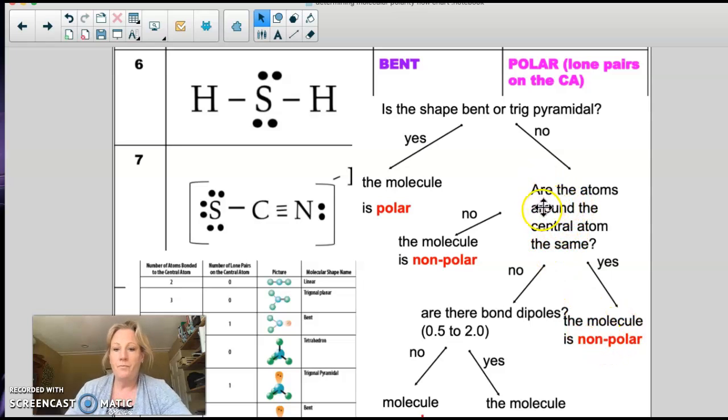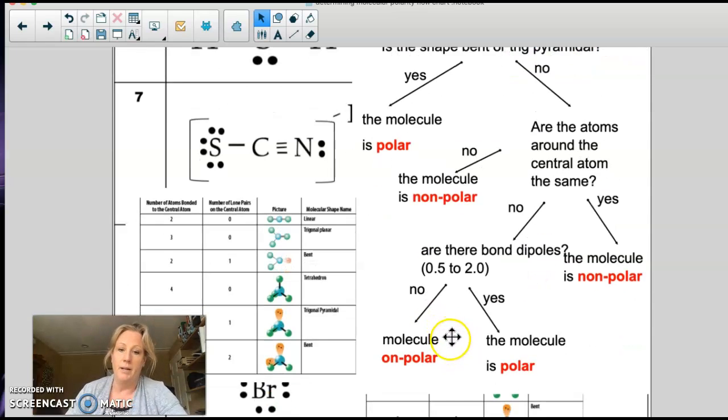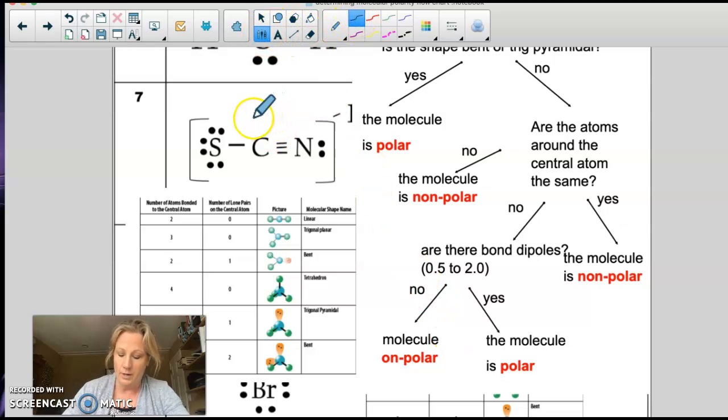But if we say, are the atoms around the central atom the same, they're not the same. Now we have to calculate the bonds and see if there's any bond dipoles. So I would look on my periodic table. I know that carbon is 2.5, nitrogen is, I'm losing it, 3.0. So these guys are 0.5 difference, which is right at that beginning where you would want to draw that dipole. So I already know that this is going to be a polar molecule.